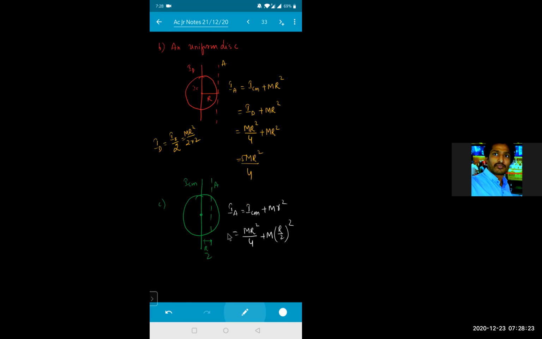So this one is M into R square by 4 plus M into R square by 4. One by 4 plus 1 by 4 will get MR square by 2, sir, sorry, MR square by 2. Got it? Yes, sir. Okay.